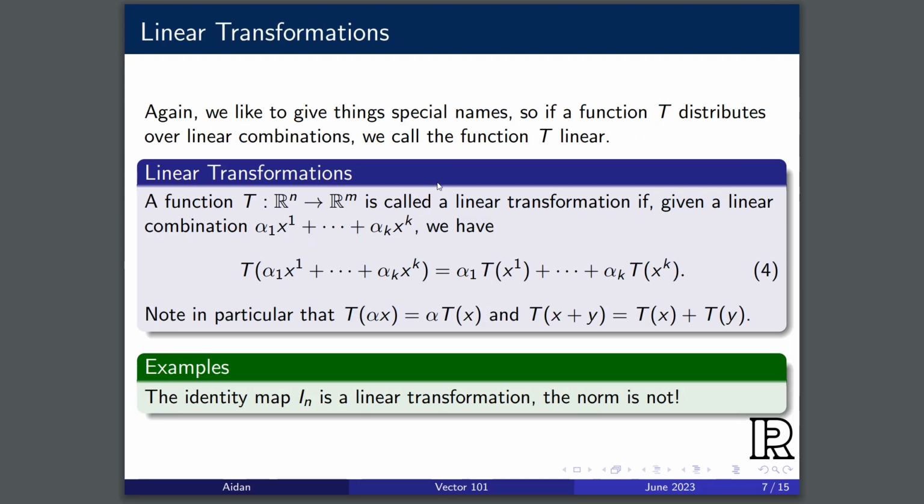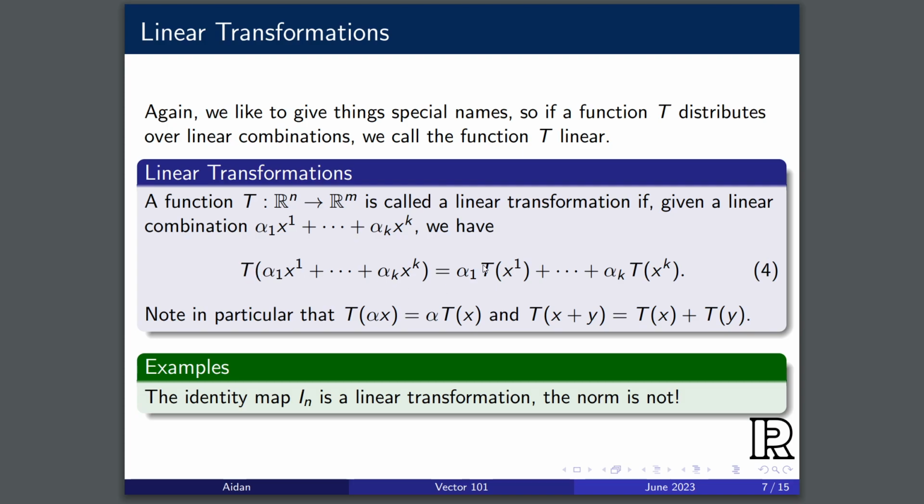And as I keep saying, we like to give these things names. So if a vector valued function distributes over linear combinations, then we call that function linear. So in particular, if we have this map T, and it's going to map Rn, so it's going to map vectors with n elements to vectors with m elements, and we're going to say that that function is a linear transformation if whenever we have some linear combination of vectors in Rn, we have this distributive property.